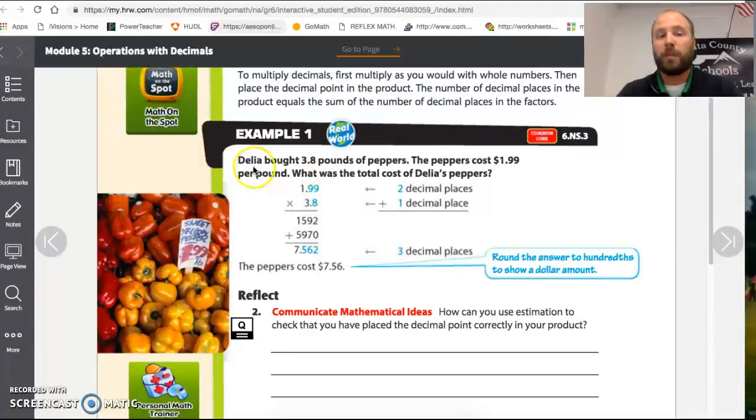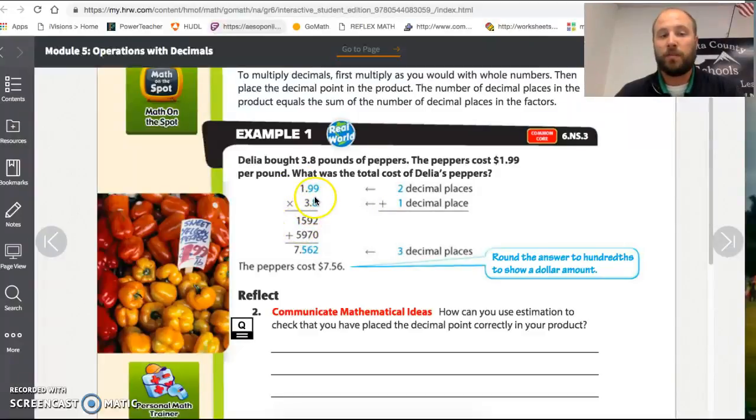All right. So what I like about this is here's our question. Delia bought 3 8/10 pounds of peppers. The peppers cost $1.99 per pound. What's the total cost? So $1.99 times the weight, which is 3 8/10. To turn $1.99 into $199, we need to bring it out 2 decimal places. And to make 3 8/10 a decimal or a whole, we got to bring it out 1 decimal place. So we have a total of 3 decimal places that we need to bring back in when we finish this. All right. So we're going to pretend like this is now 199 times 38.